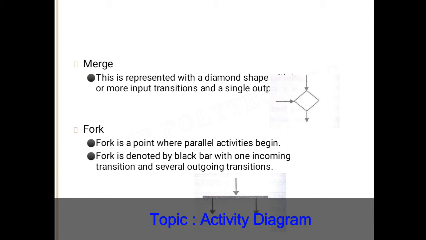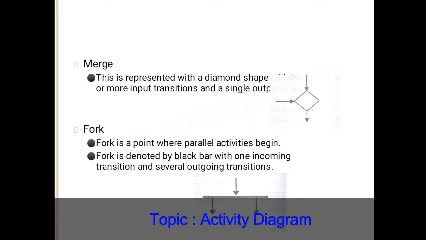Then next, fork. Fork is the point where parallel activities begin. It means that whenever two activities work at a time, those are parallel activities. Once again, what is a parallel activity? Whenever more than one activity works at a time, it is known as a parallel activity. So whenever this type of activity is denoted, we have to use a fork symbol.